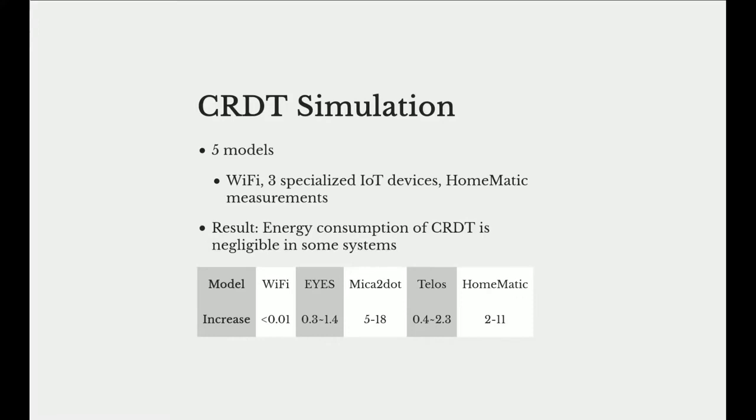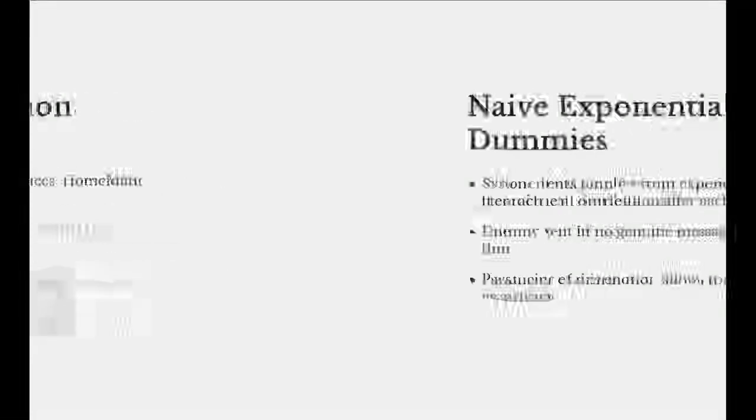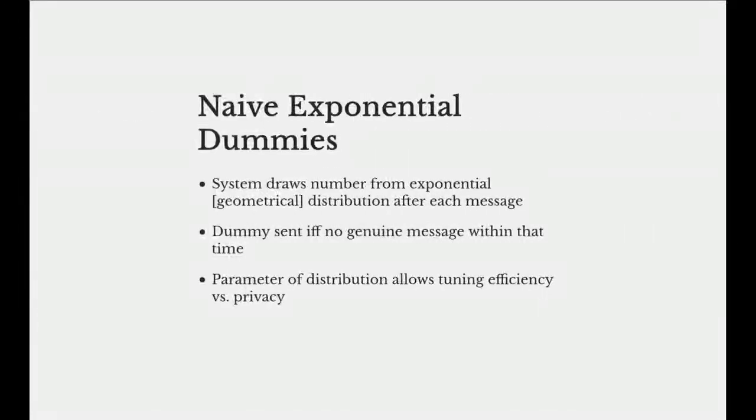For the specialized IoT hardware, the difference was quite significant. Using our own measurements, we have seen that constant rate dummy traffic here might not make sense, because the energy consumption has increased by a factor of 11. That means that the system consumes 12 times as much power as it does when using no dummy traffic at all.